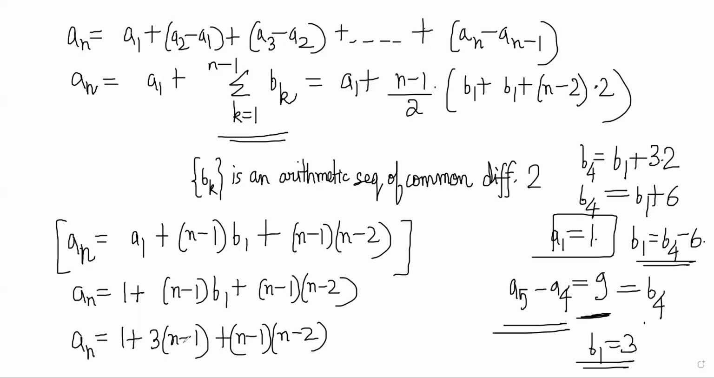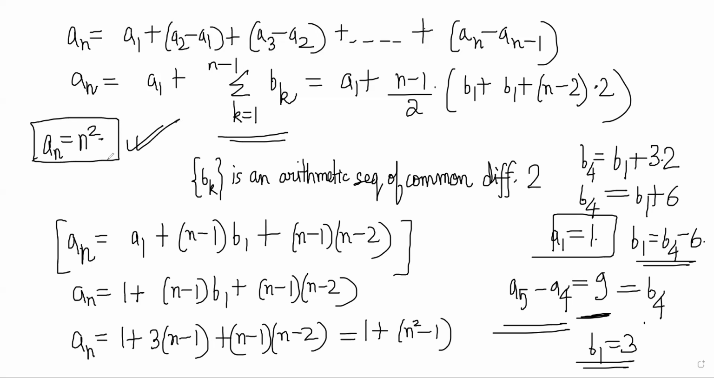n minus 1 common, it will be n minus 2 plus 3, which is n plus 1. So this is becoming 1 plus n square minus 1. And finally, you are getting an is n square. After simplifying, an is n square. So the sum to n terms of this is n(n plus 1)(2n plus 1) by 6.